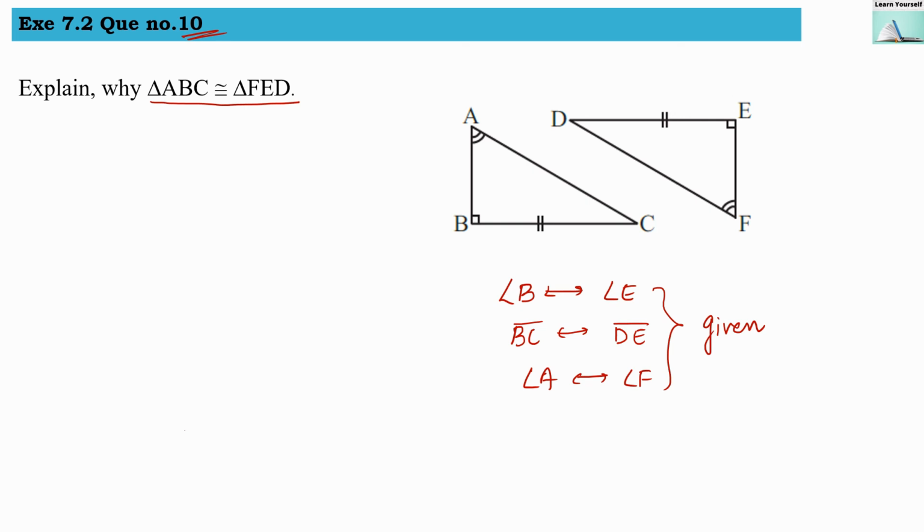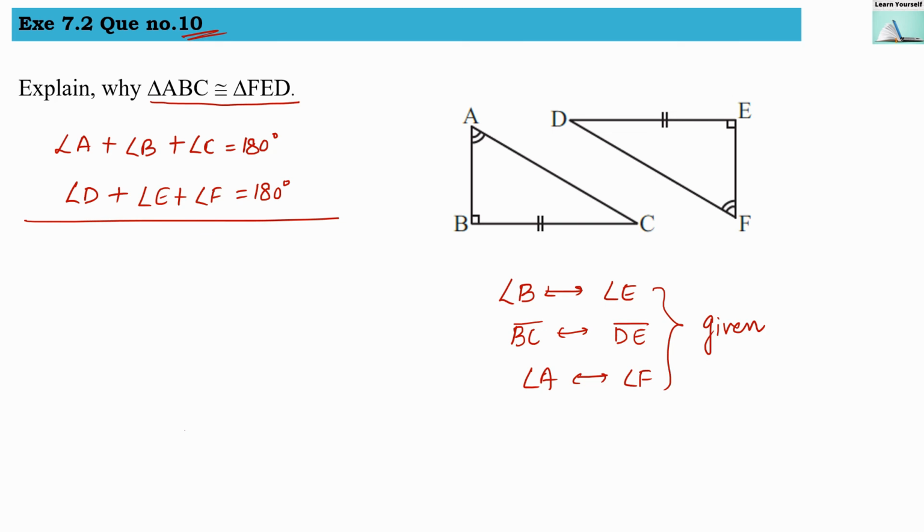Now we know that as per the angle sum property, angle A plus angle B plus angle C will be equal to 180 degrees. Now again, for another triangle, we know that angle D plus angle E plus angle F will also be equal to 180 degrees. Now, as per the figure, we can write that angle B is equal to angle E, and which two other angles are equal? Angle A and angle F. So angle A is equal to angle F, and this is according to the figure.